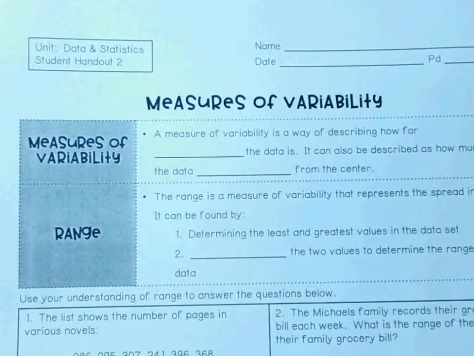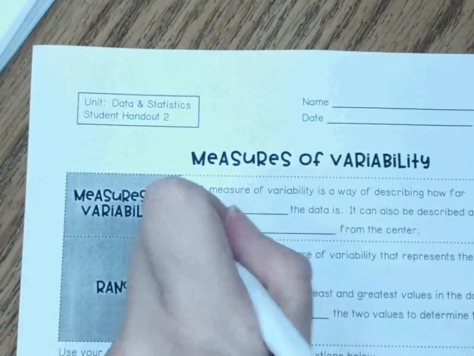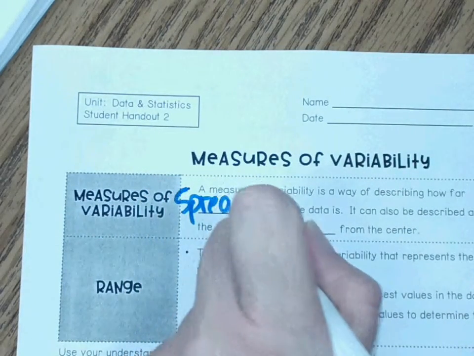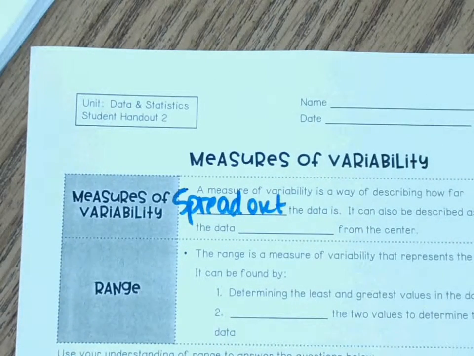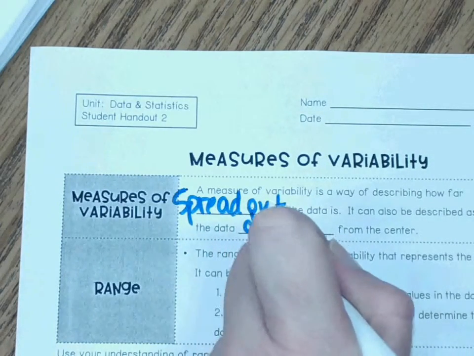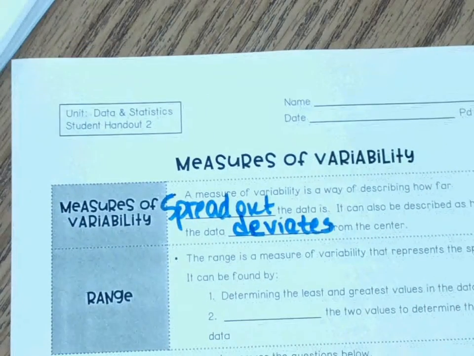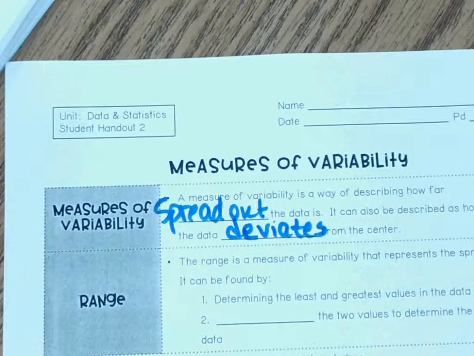Okay guys, so today we're talking about the measures of variability, and it is a way of describing how far spread out your information or your data is, or your numbers are. So we're going to say how far spread out the data is. It's also describing how much the data deviates or changes from the center. Deviates, D-E-V-I-A-T-E-S, deviates. So that's how much does it change from the center.